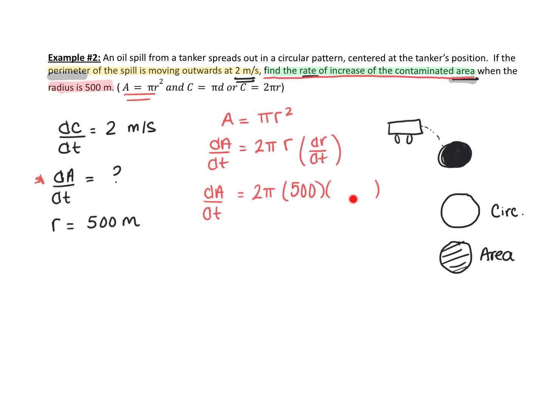Now the problem is I don't have dr/dt. They only gave us this information. We used this piece and this piece, but we didn't use dC/dt yet, the rate at which the perimeter or circumference is changing. So why don't we now use this formula to help us out? Over here, I'm going to write circumference equals 2 pi r, and take the derivative. So dC/dt. The derivative of 2 pi r is the same thing as taking the derivative of, say, 5r. The derivative of 5r is just 5, just the number in front. So the derivative of 2 pi r is just 2 pi. And then I take dr/dt, because I took the derivative with respect to r.